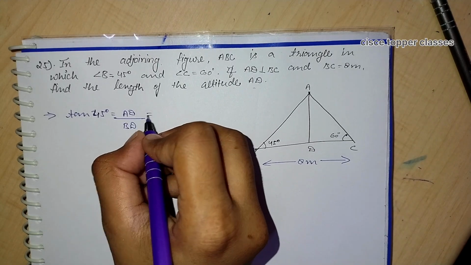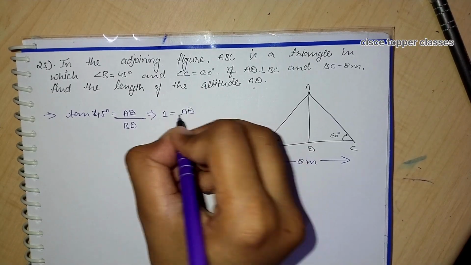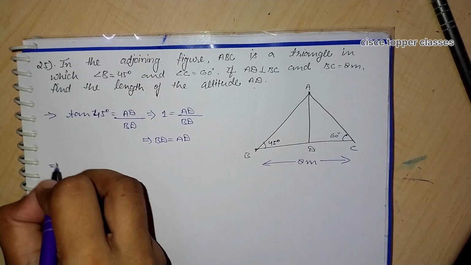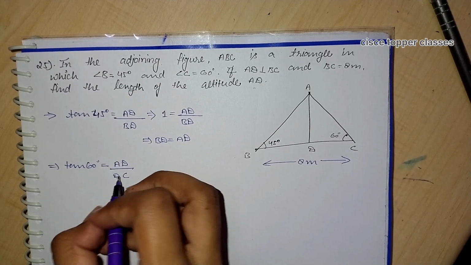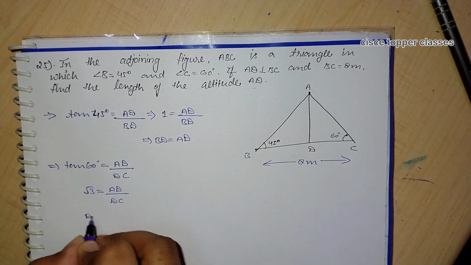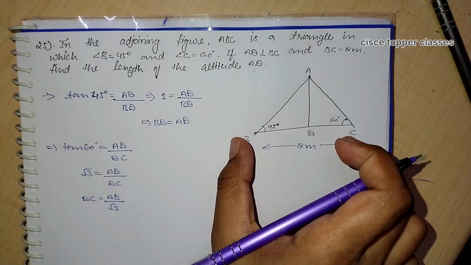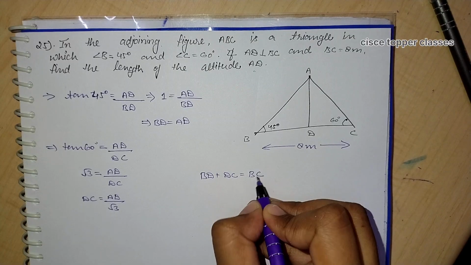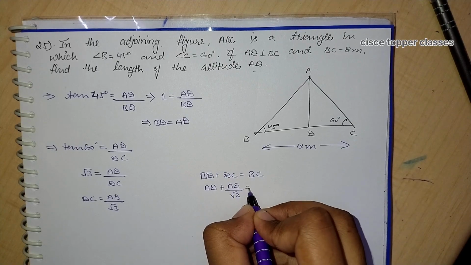AD we can write here. Sorry, we will put the value of tan 45 here. So this will be 1 equal to AD by BD. So on multiplying this, we will get an equation relation that BD is equal to AD. Again, we will put tan 60 degree as perpendicular by base, which is AD by DC. And we will put the value of tan 60, which is under root 3, equal to AD upon DC. So here DC we can write AD by under root 3. And we know that BD plus DC will be BC, and BC we know this is equal to 8 meter. So BD plus DC is equal to BC here, and BD we can write equal to AD, plus DC we can write AD by under root 3, equal to BC as 8 meter.